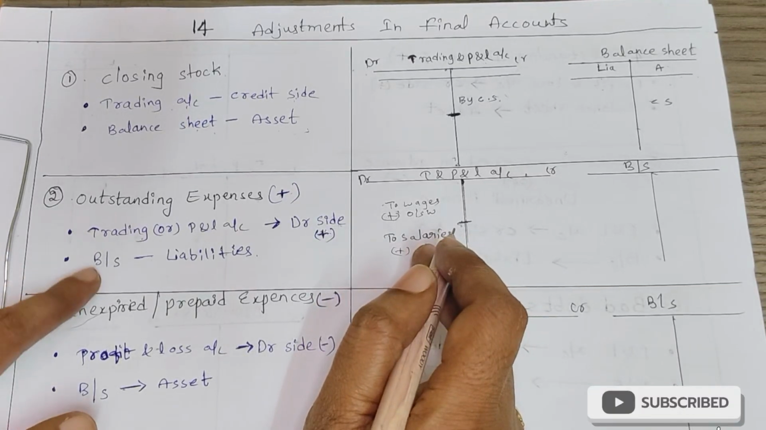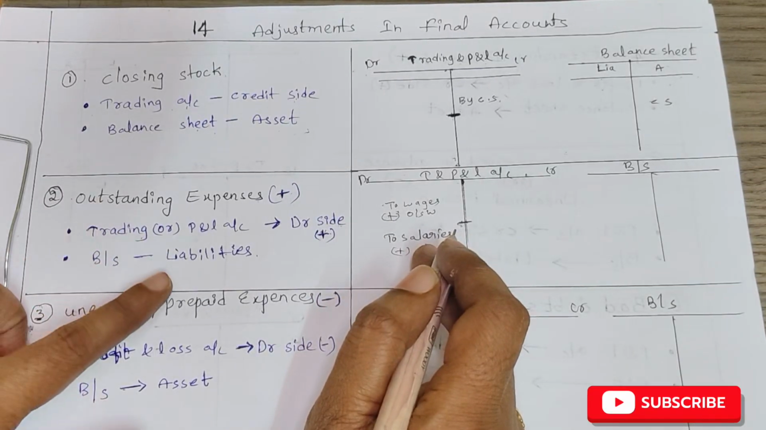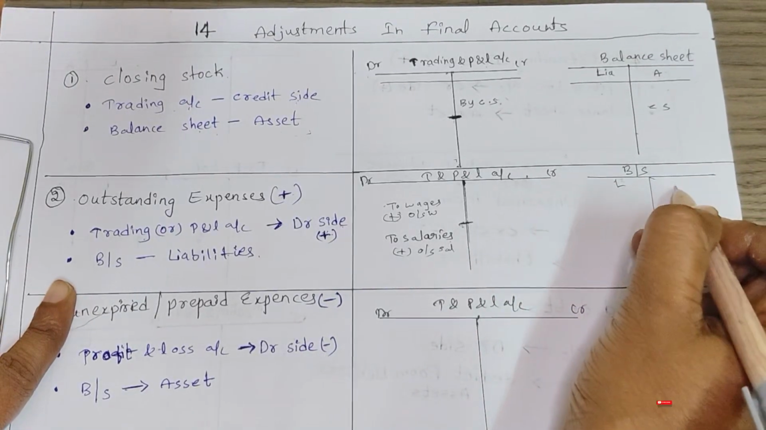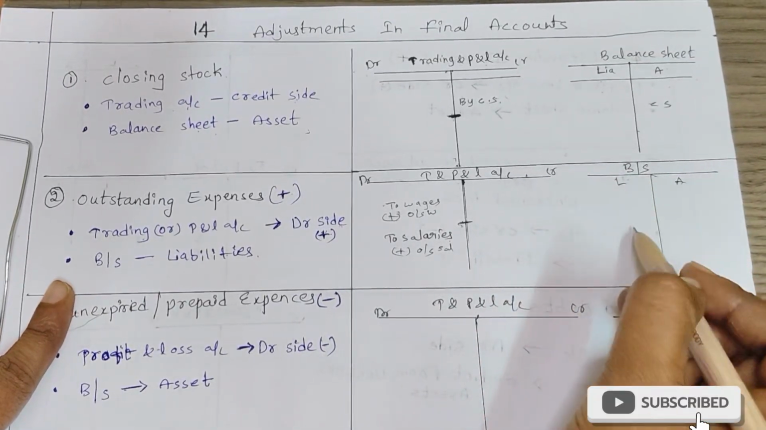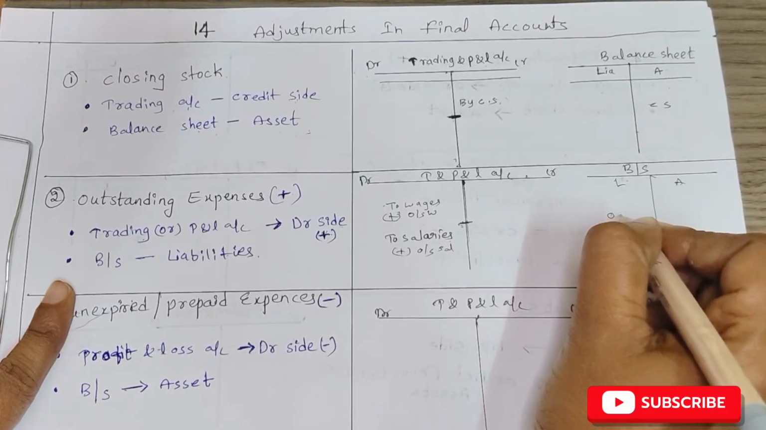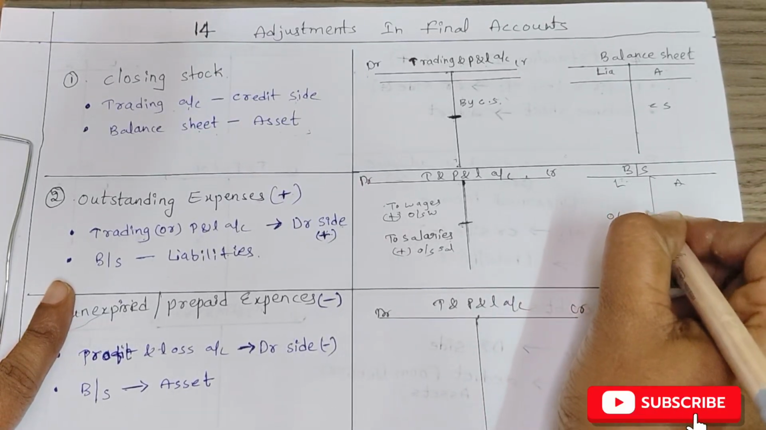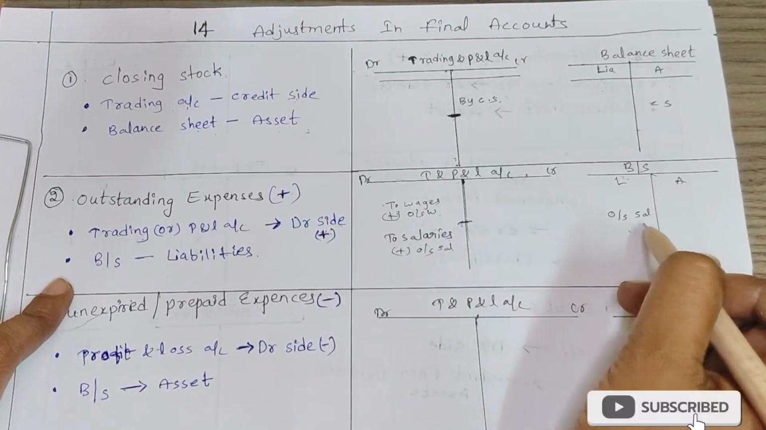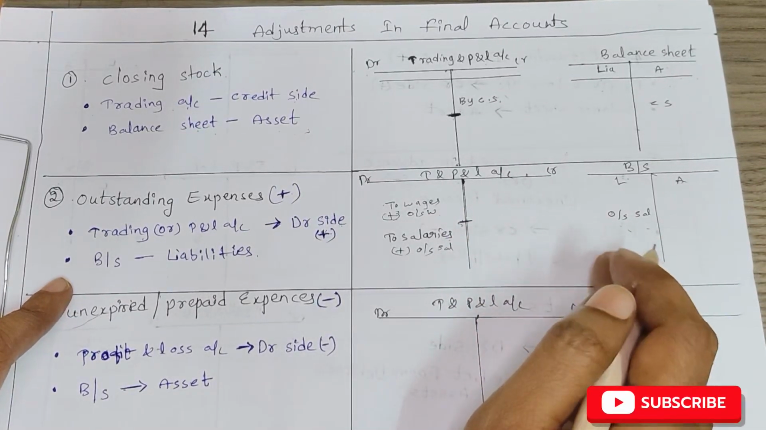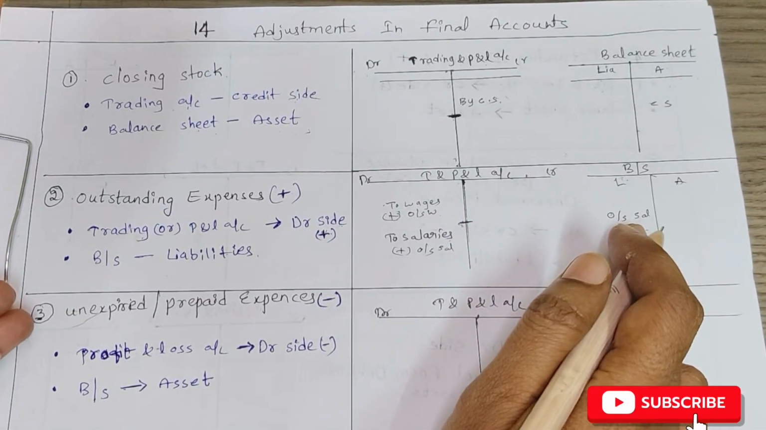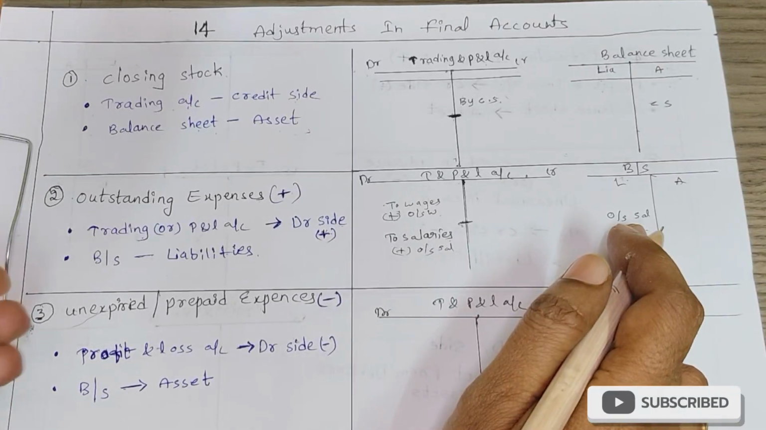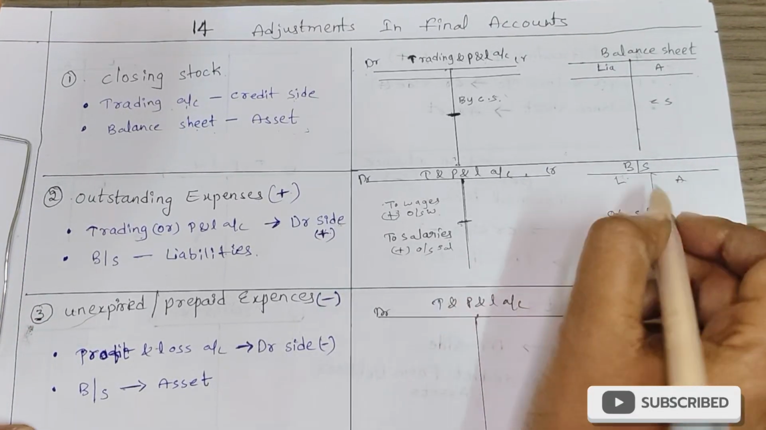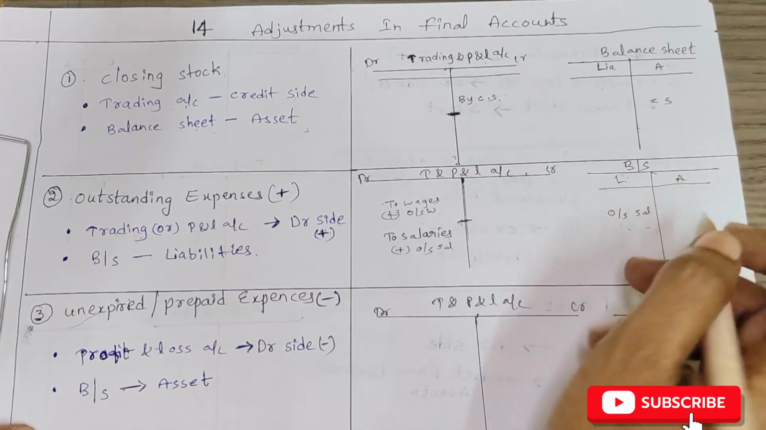And the second time, where should we write? Balance sheet liability side. Under the balance sheet we have liabilities and assets. Under liabilities, we need to write outstanding salary. If it is wages, outstanding wages, we need to write. Because that is a payable amount. Expenditure incurred but not paid. So in future, we need to pay that amount. So it's a liability. That is why we write it under the liability side of the balance sheet.